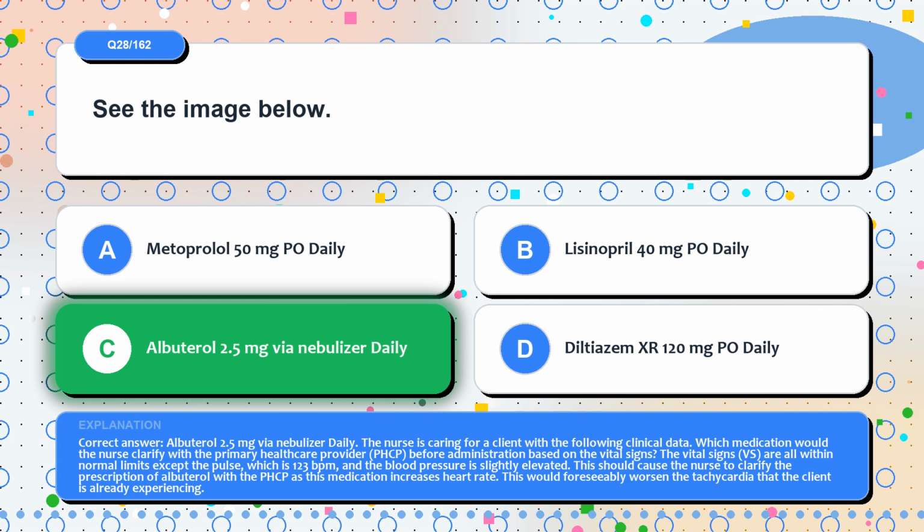The nurse is caring for a client with the following clinical data. Which medication would the nurse clarify with the primary healthcare provider (PHCP) before administration based on the vital signs? The vital signs are all within normal limits except the pulse, which is 123 bpm, and the blood pressure is slightly elevated. This should cause the nurse to clarify the prescription of albuterol with the PHCP as this medication increases heart rate. This would foreseeably worsen the tachycardia that the client is already experiencing.